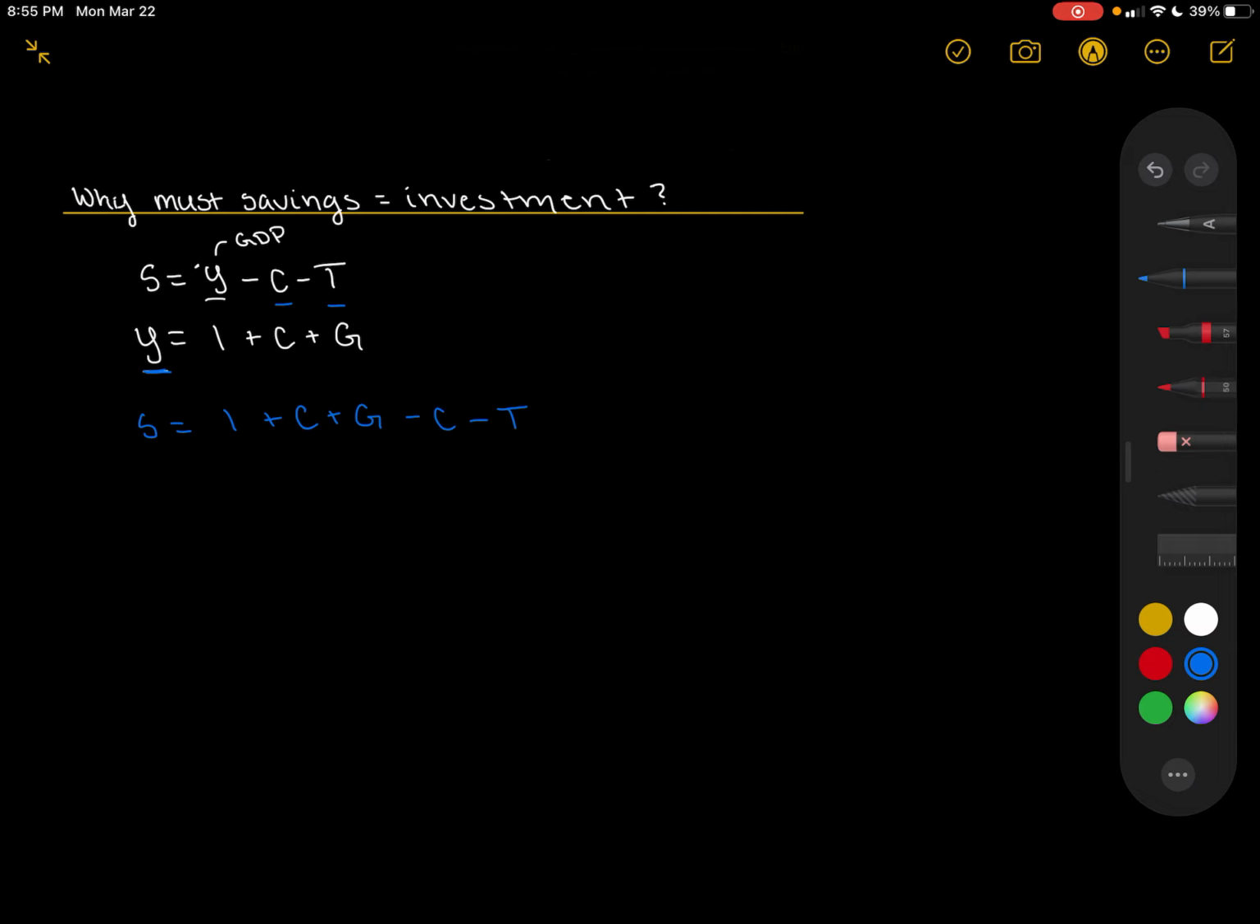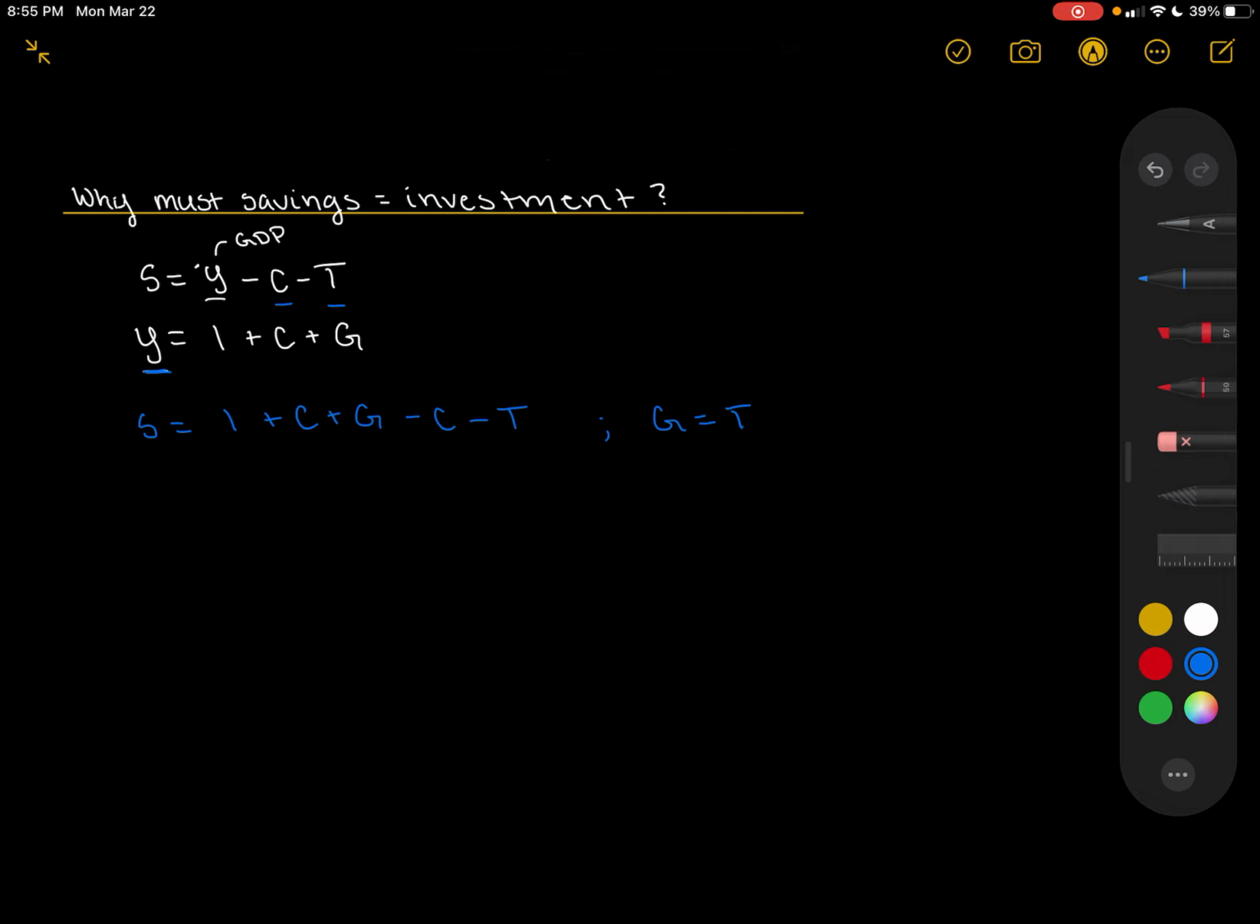What we need to assume here is also that G is equal to T. So that is government spending is equal to what taxes are spent. And that intuitively does make sense. That's telling us that the government is only spending what they earn in taxes.